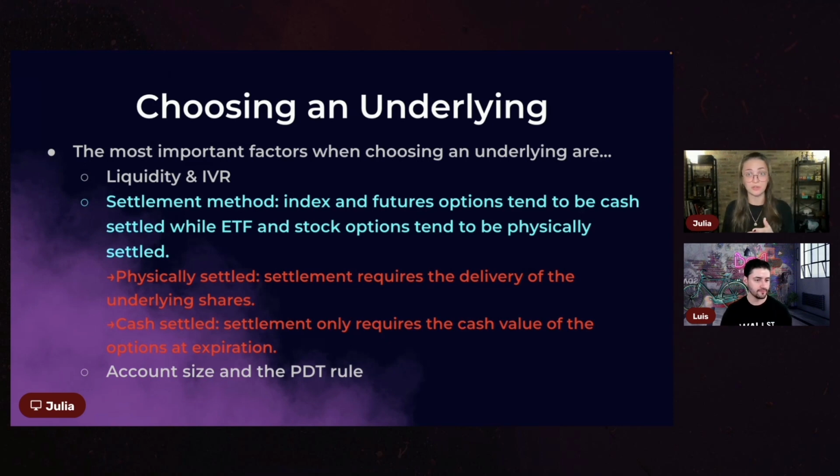Something that's cash settled, which is generally preferable for 0-day options, only requires the cash value of the options at expiration. So that's why a lot of 0DTE options traders mostly trade index options. That's the biggest reason, because of the cash settlement. Again, this is going to change dramatically depending on your account size, but overall, it's much better to trade cash settled 0-day options.